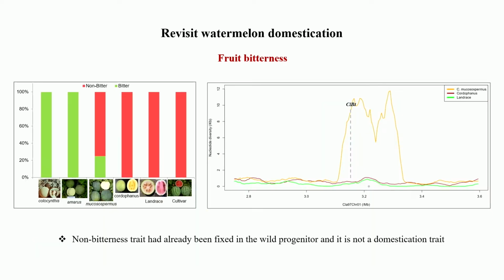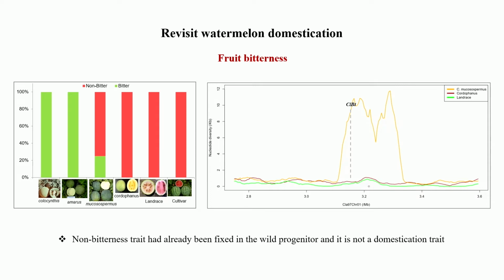Okay, so then the fruit bitterness. As I mentioned, the fruit, all the codofan melons, are non-bitter. That means that the non-bitterness trait had already been fixed in the wild progenitor, and it is not a domestication trait. We always think about bitterness as the domestication trait of watermelon, but it turns out it's not. It's already fixed in their direct progenitor.